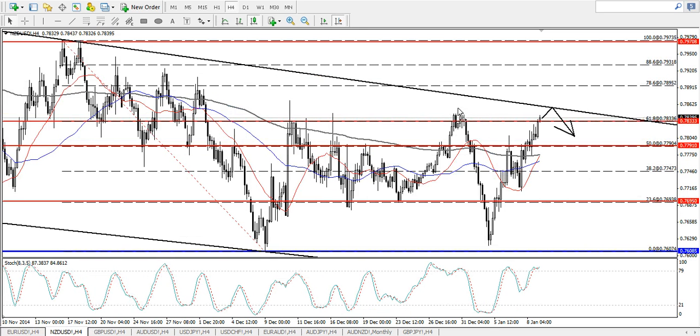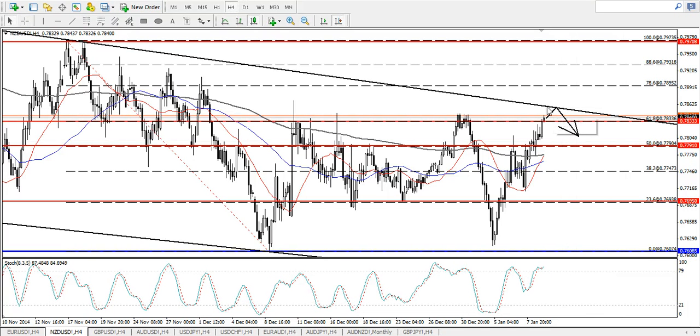Next, we have the New Zealand dollar against the US dollar. We're seeing the price has been appreciating and is retracing right now at the resistance level of 0.7833, the retracement level of 61.8%. It seems the price is about to break that level. So the key level that we're looking at right now is the top of the falling trend channel over here at this trend line.